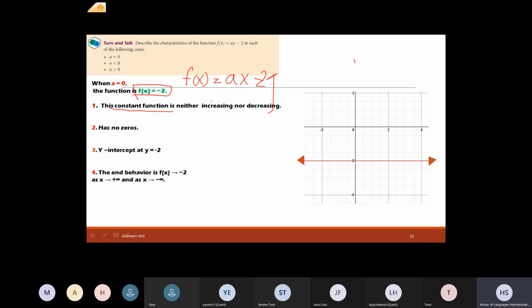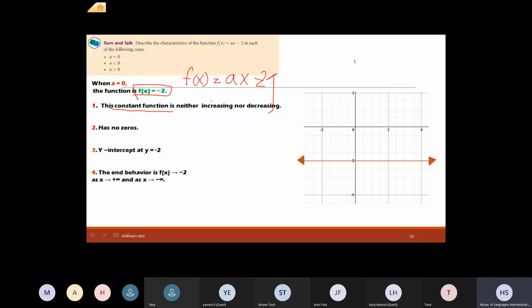Where are the zeros here? What do I mean by the 0? The 0 means the x-intercept. Where does the function cut the x-axis? There is none, so you will say there is no 0. What about the y-intercept? At which point? At negative 2. You can find it from the graph and you can find it from the function.